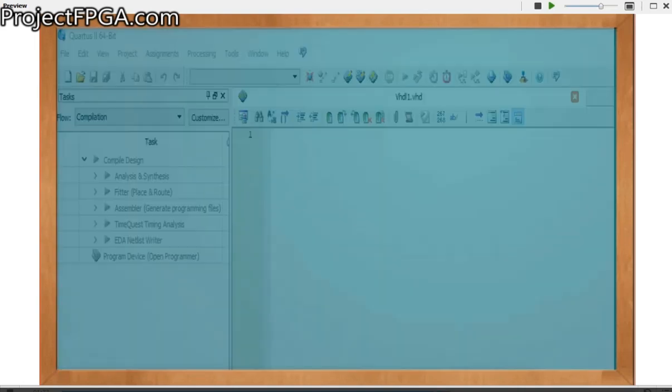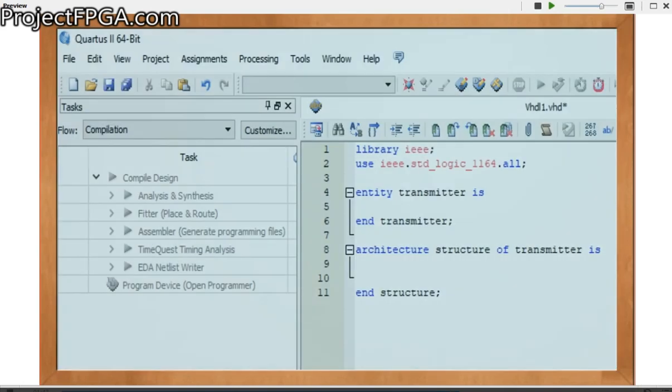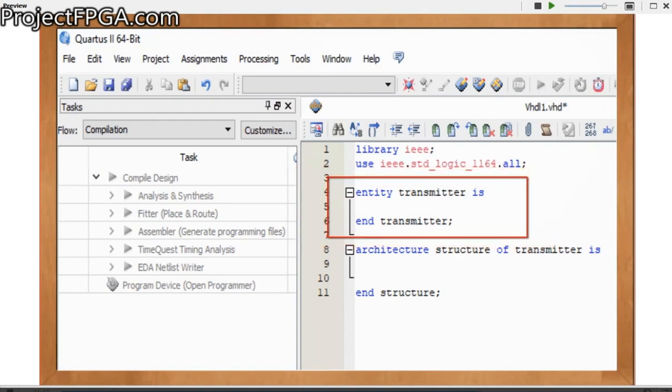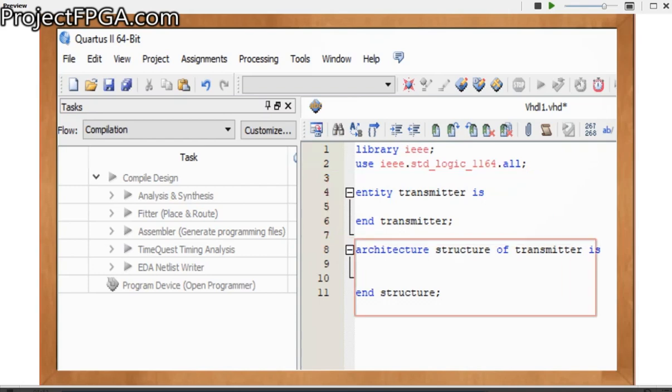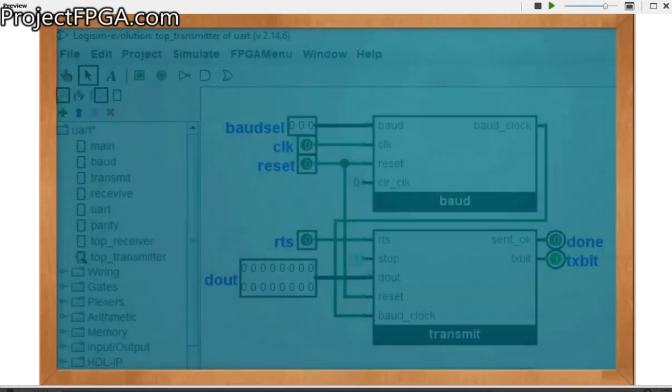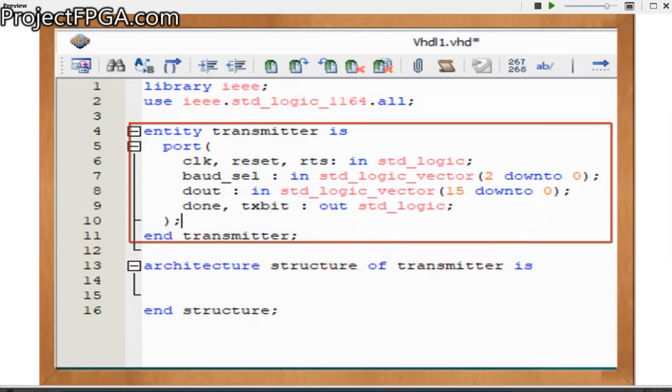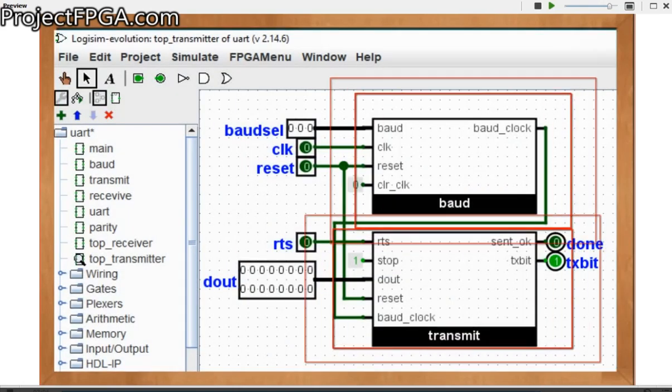Let me now show you how the designer wrote the VHDL code for the transmitter. So this is the code in my VHDL editor. I'll start by coding the default structure of every VHDL code. It consists of the entity called transmitter and the architecture called structure. Next, I'll write out all the ports of the transmitter: clock, reset, RTS, baud select, DOUT, done, TSBit.